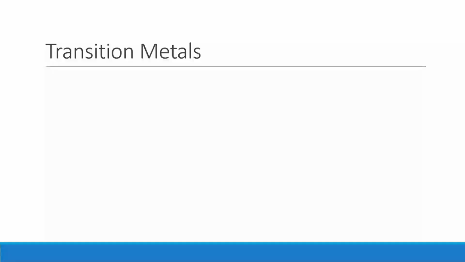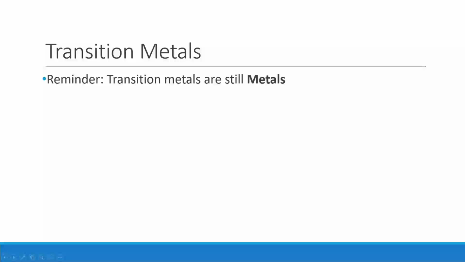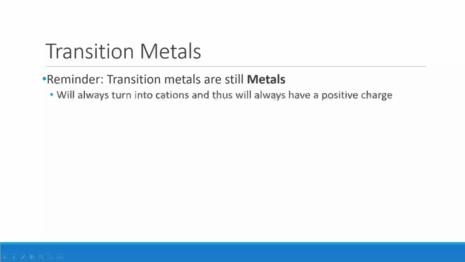So to start off with, transition metals are still metals. So they're going to behave similarly to every single other metal. They're going to lose electrons and become cations, and they're only really going to engage in ionic bonding. Remember that ionic bonding is between a metal and a nonmetal. Transition metals obviously cannot engage in covalent bonding because that only involves nonmetals.